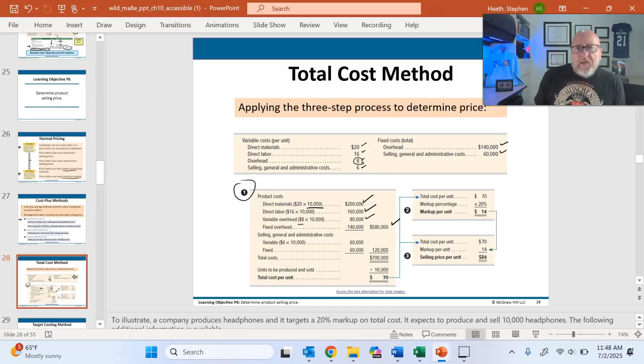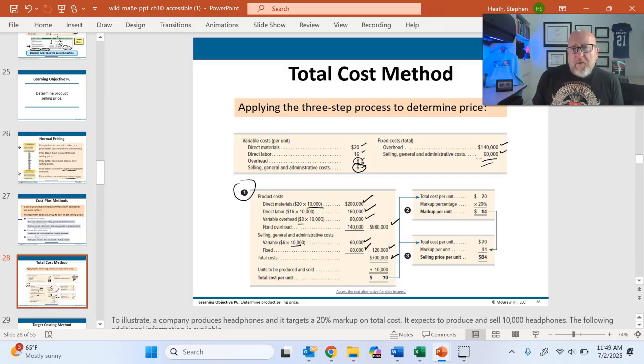Then we're going to do our SG&A, and our SG&A, we said $6 variable times the 10,000 units. So we have 60,000 in variable SG&A. Then we also said we have 60,000 in fixed overhead for a total of 120,000 in SG&A. Therefore, total costs to make our product, in addition to selling the product, 700,000.